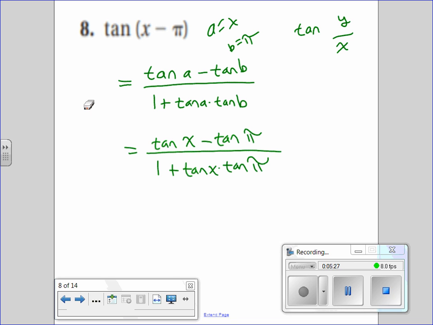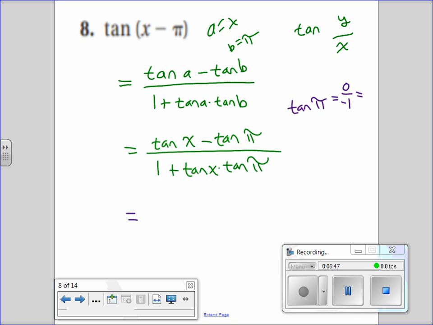It's unit circle time. So this is where it gets harder. We're going to go to pi, right? We need to find tangent of pi. So at pi, you're going to take the y value and divide it by the x value. What's the y value at pi? What's the x value at pi?